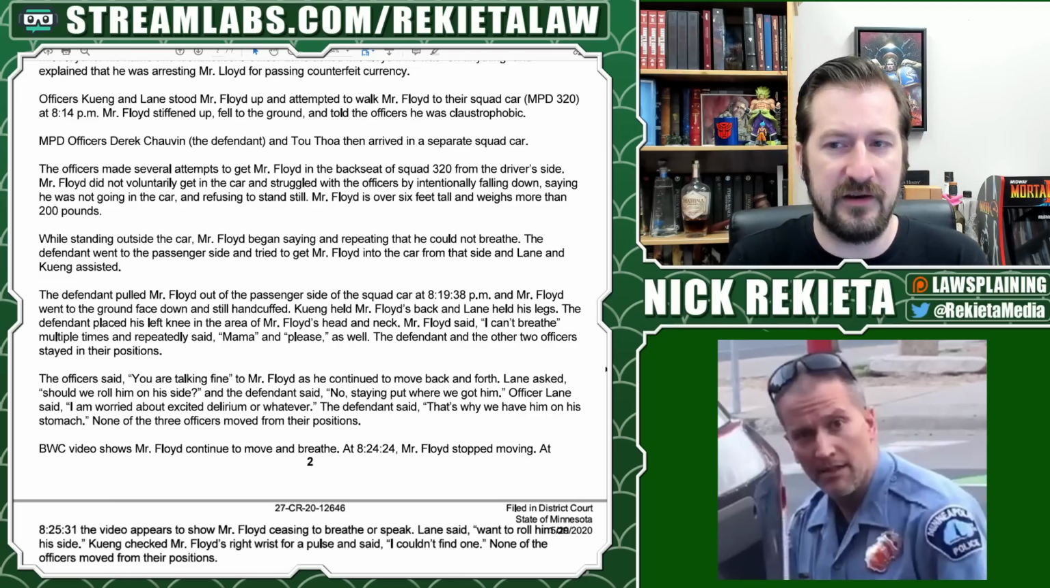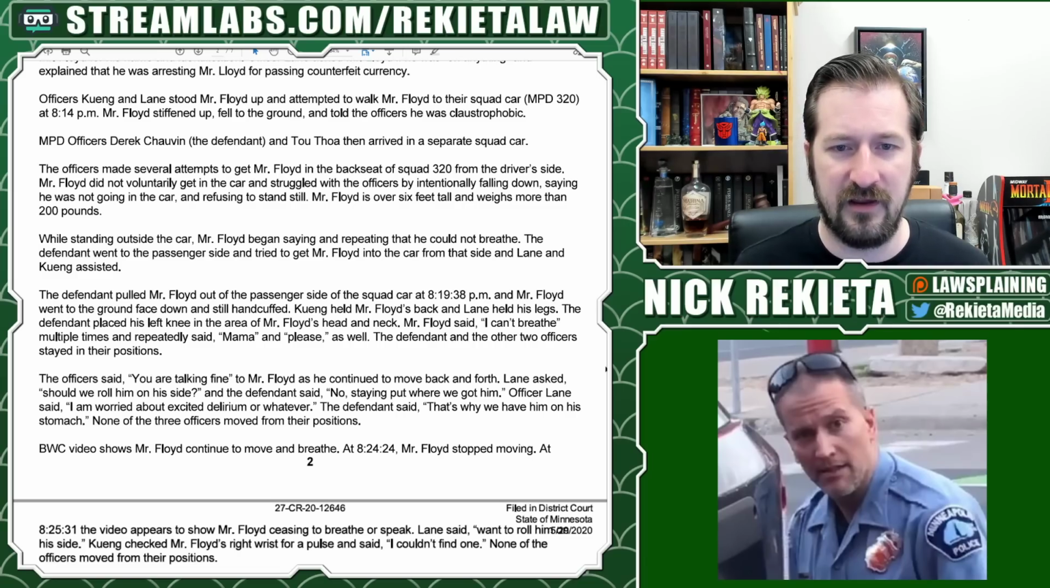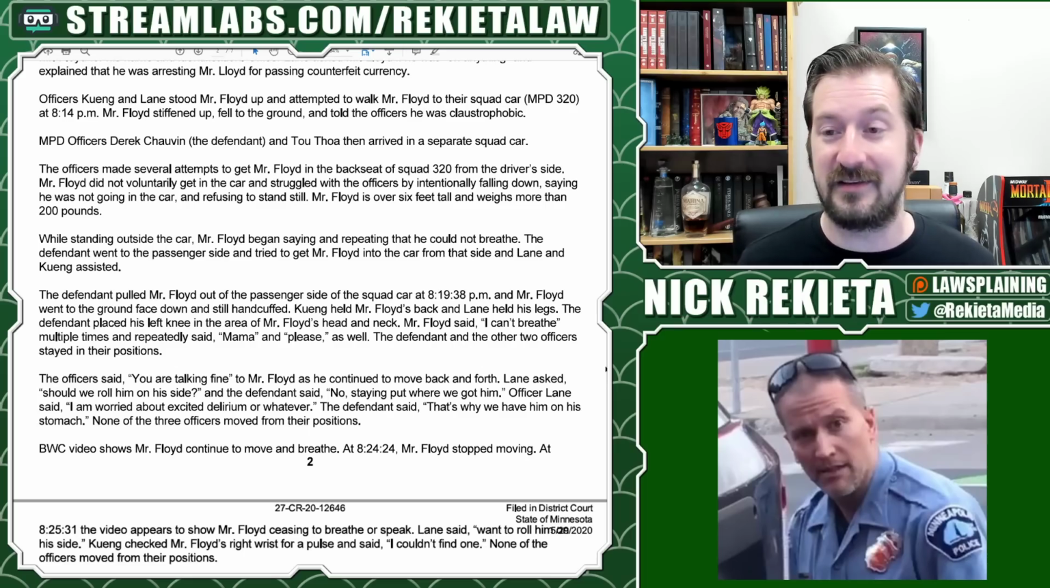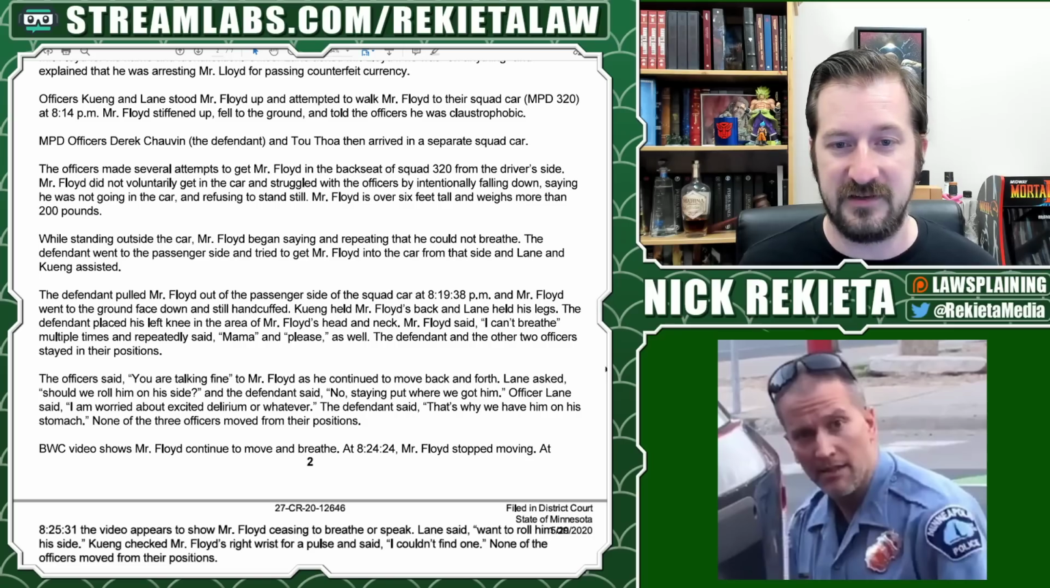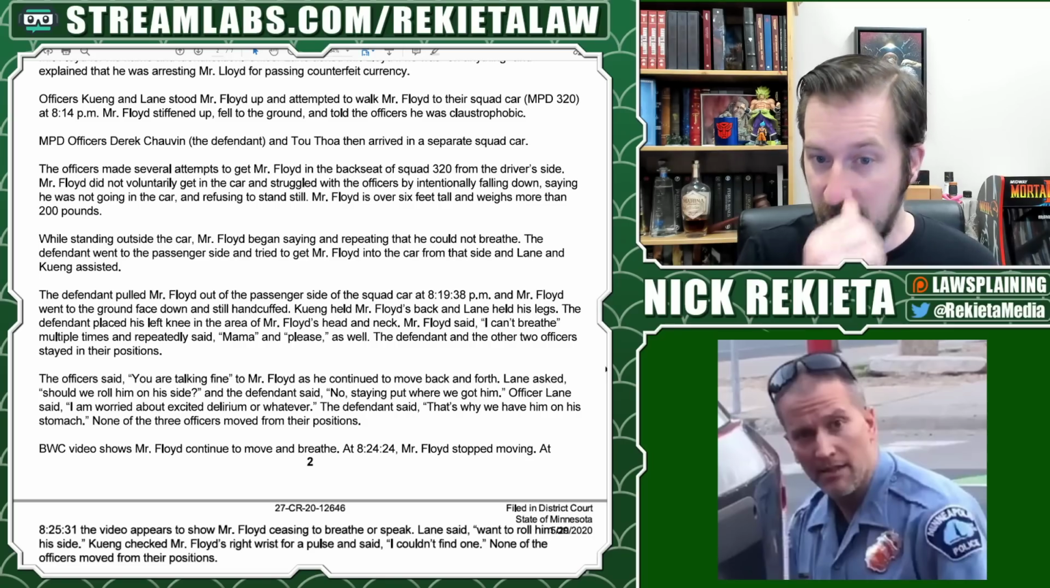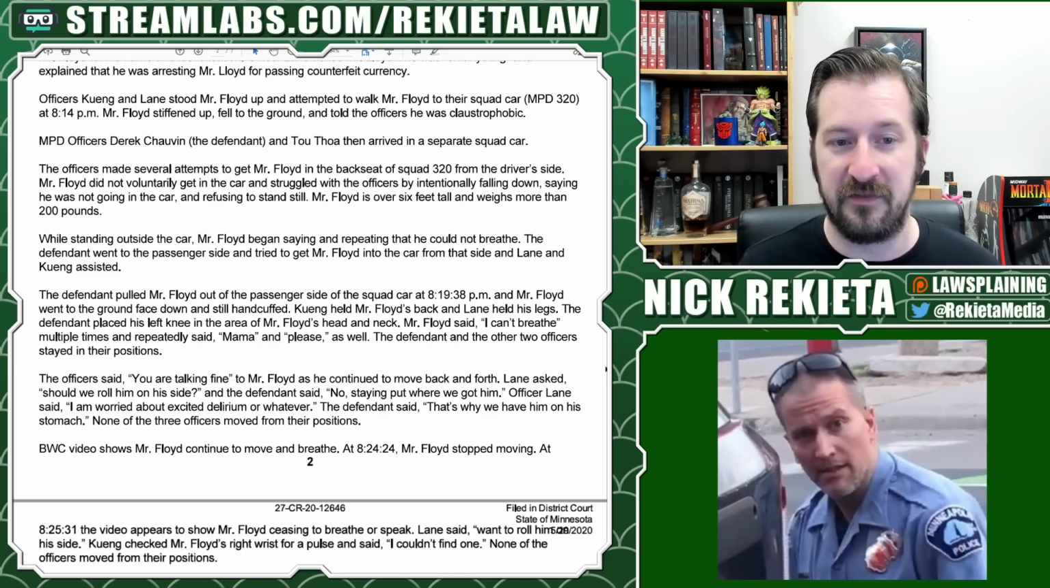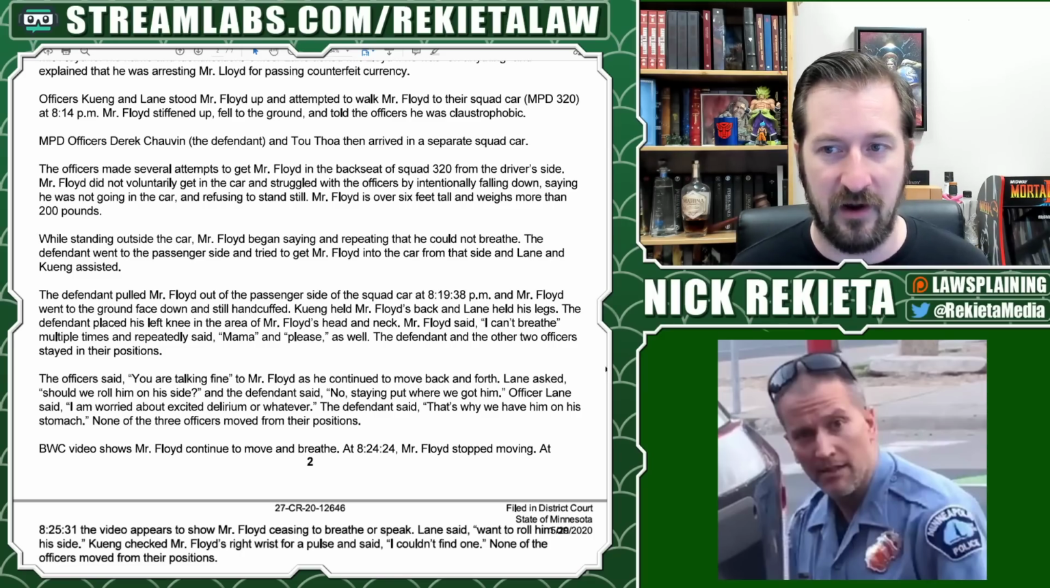This is a weird inconsistency. They tried to get him in the car, but then they pulled him out of the passenger side of the squad car a minute later. I don't know how to describe this because we haven't seen it yet. Hopefully the body cam footage will be released and we'll see it. At the time of this video, I haven't seen it yet. But this is a weird thing. If he's in the squad car, why are you pulling him out of the squad car?